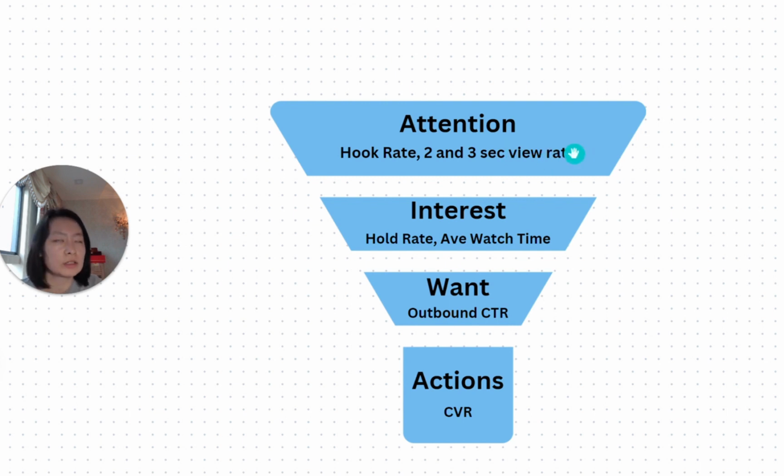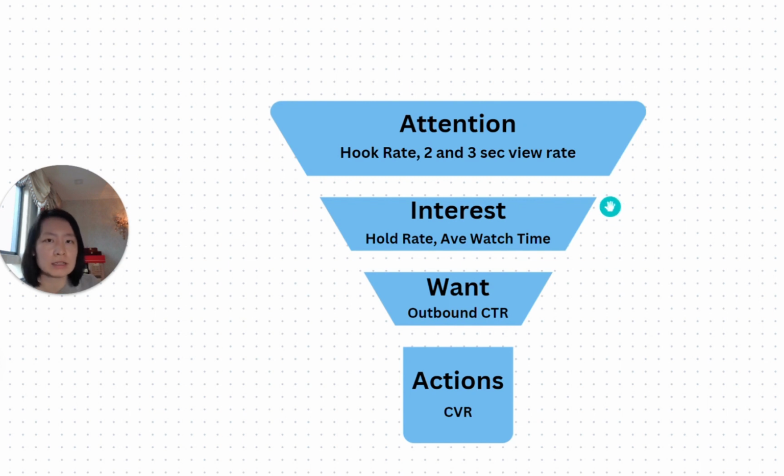For example, if the hook rate is fine, but the hold rate and average watch time isn't there, then we need to understand, is it because people are clicking away or people are clicking into the ad? Vice versa, if the hold rate is pretty good, the average watch time is above 50% of the entire ad, but the hook rate isn't that great, then we could go back and start to iterate different versions of the hook because it's not strong enough to catch people's attention.